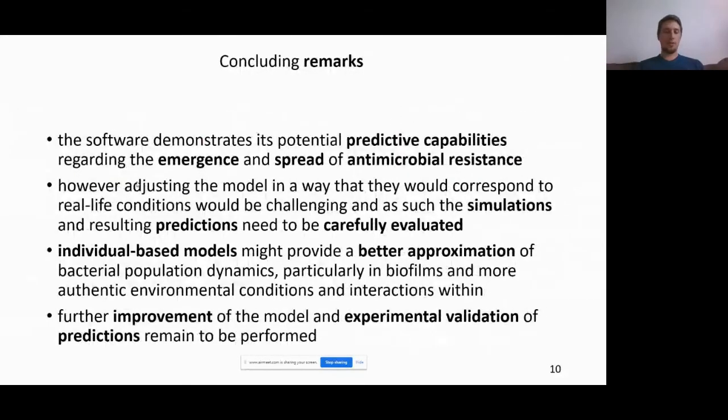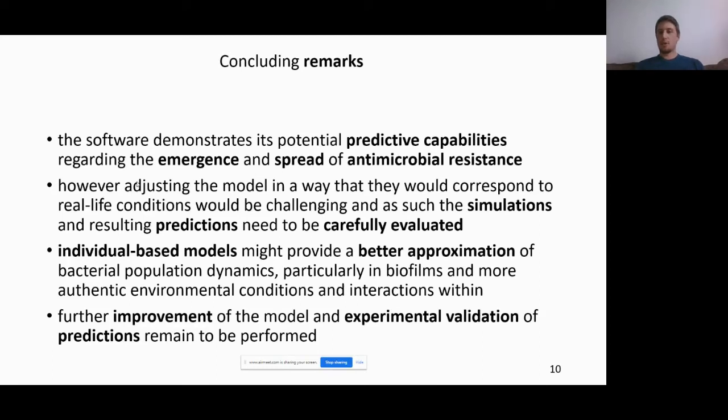Okay, we have arrived almost at the end, and thus I hope I was able to illustrate the results and the goals of the here presented project. We evaluated several different computer simulations to monitor the dynamics of bacterial communities by varying a diverse range of parameters that correspond to various environmental conditions. So the software provides us with a way to make the study of the emergence and spread of antimicrobial resistance more feasible, while at the same time it also in a way demonstrates its potential predictive capabilities.